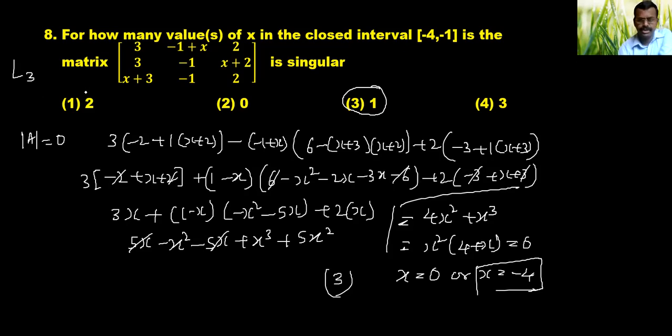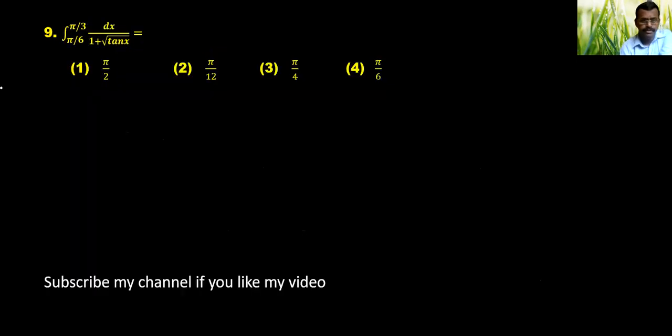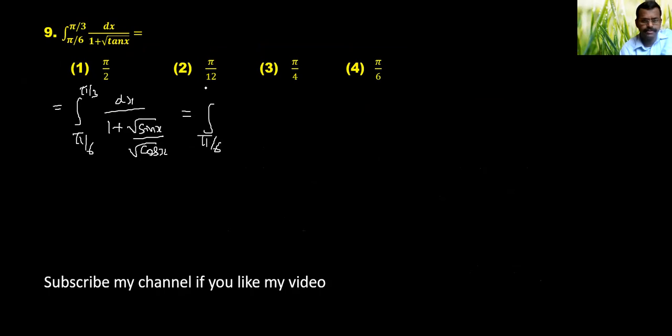Okay, so let us move to the next question. Question number 9. Integration of pi by 6 to pi by 3 dx by 1 plus root tan x. See here, first we simplify this one. Root tan x can be written as root sin x by root cos x. If you go for memorizing, it is really good. What you have to memorize, I will tell you. If we take LCM here, root cos x goes to the numerator, into dx by root cos x plus root sin x.